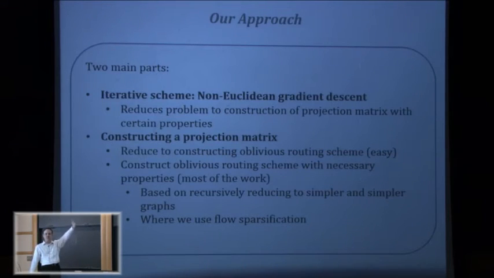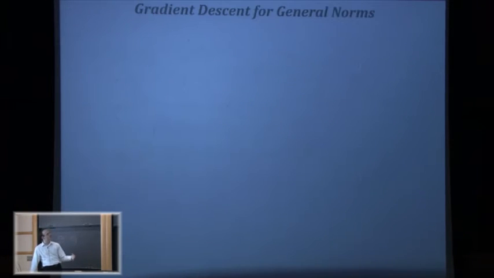Again, it's an iterative scheme that constructs a projection matrix. The projection matrix comes from oblivious routing. Oblivious routing comes from flow sparsifiers and a whole bunch of other stuff. So let me quickly run through the gradient descent. It's basically what you'd think gradient descent should be, but with a slight tweak.